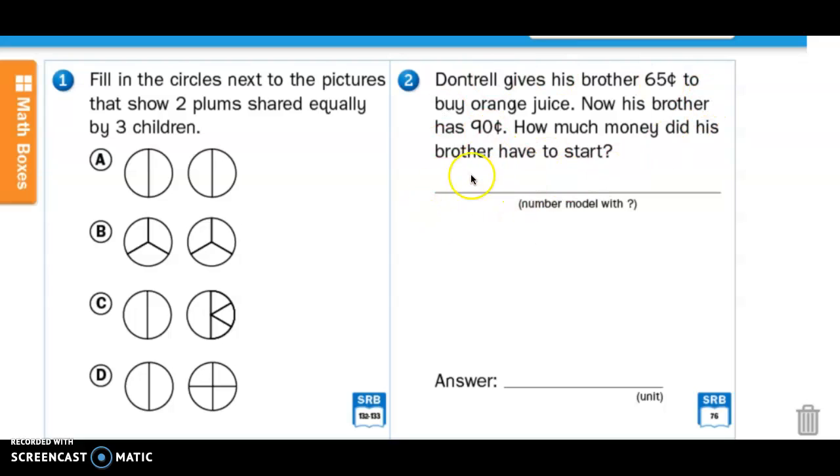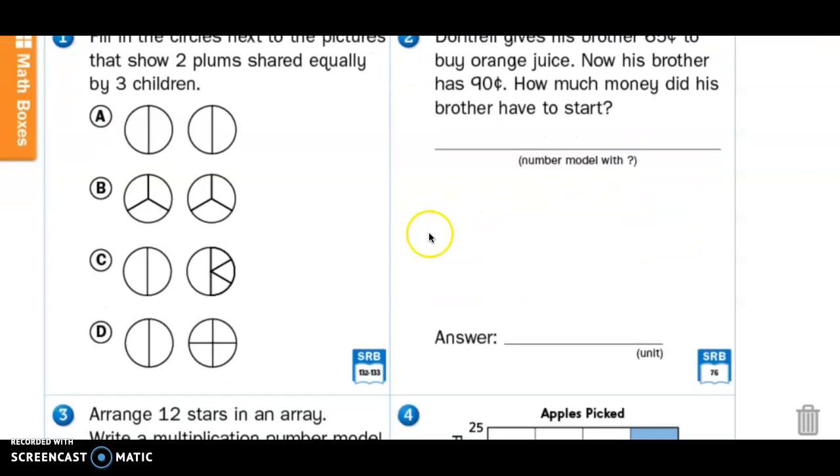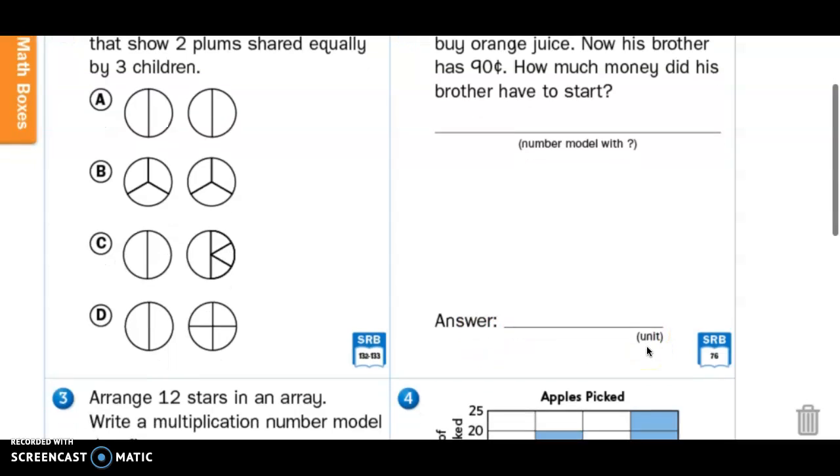So his brother started with something, then he gained 65, and then his total was 90. Write a number model with a question mark. You may draw a model or a picture to show it, and then write your answer with your units.